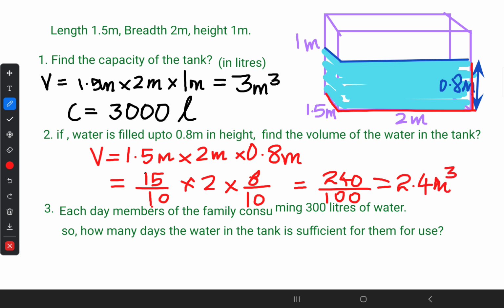2.4 cubic meters. In liters, you should multiply 2.4 times 1000. The volume in liters would be 2400 liters.